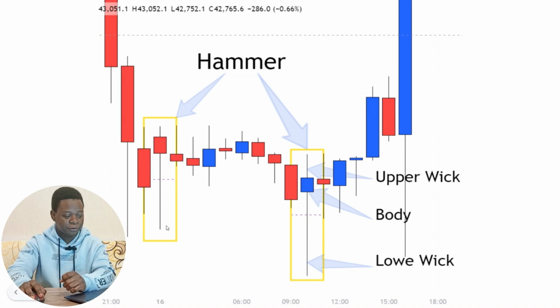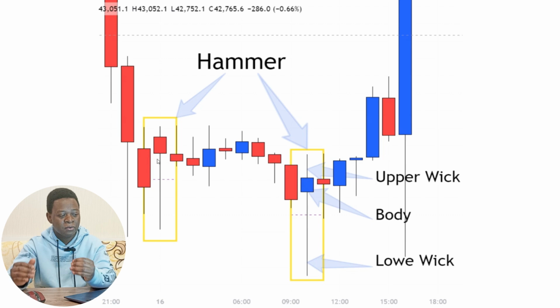So that is a hammer for you. And remember what I explained to you. This wick just shows you how buyers stepped in to push the market back because they deemed this price so low, so low. What happened next? Actually, I'm already going into price action. What happened next? We saw other hammers.